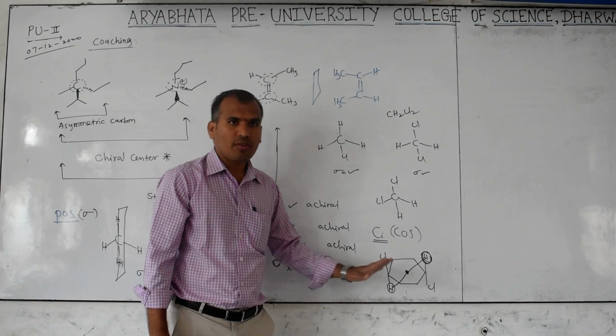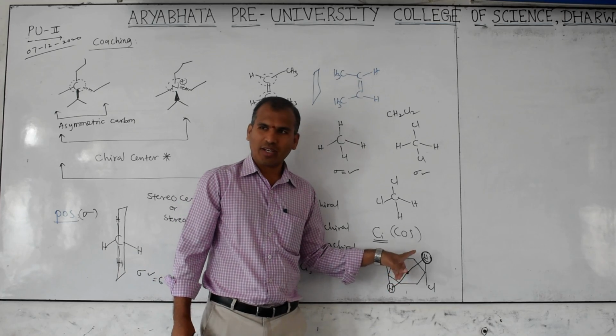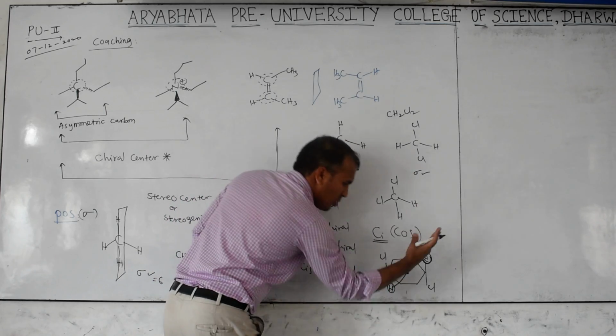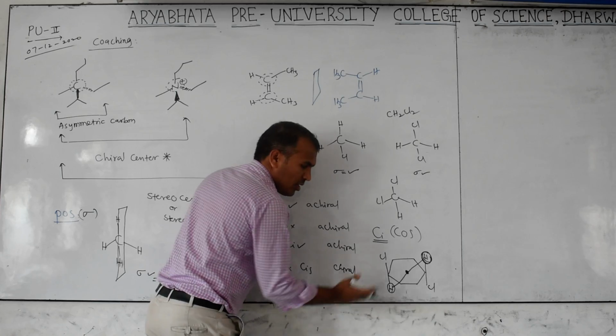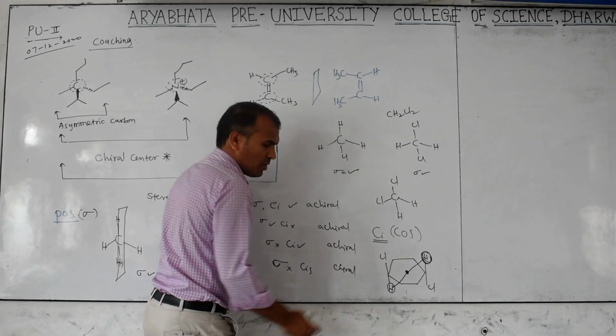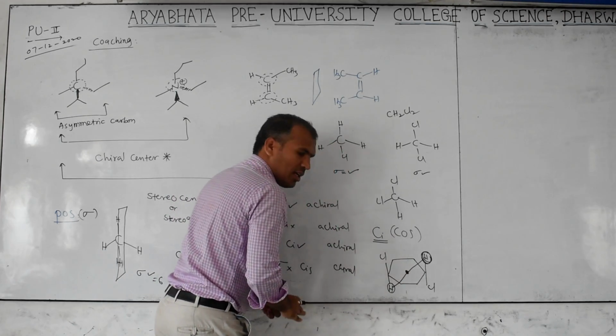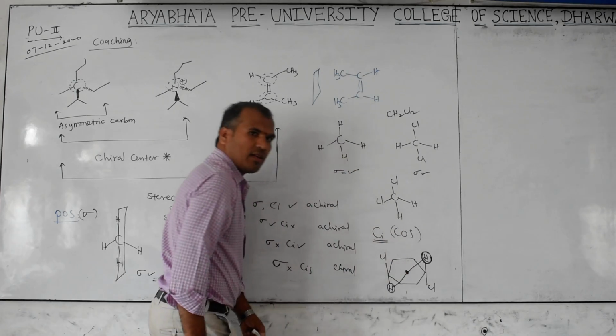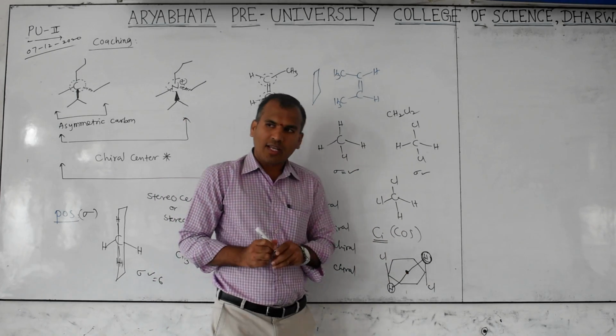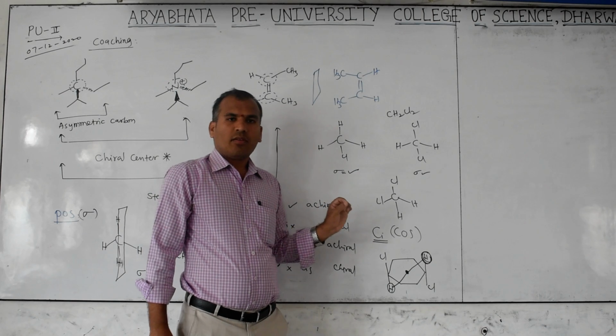Sorry, center of symmetry, because it's the center of symmetry. Okay, now it looks like a one-plane diagram. These are two equal halves. Here Cl is there, here Cl is there. If you see in a mirror, this will be up here. Okay? Once again I am telling you what the center of symmetry is.